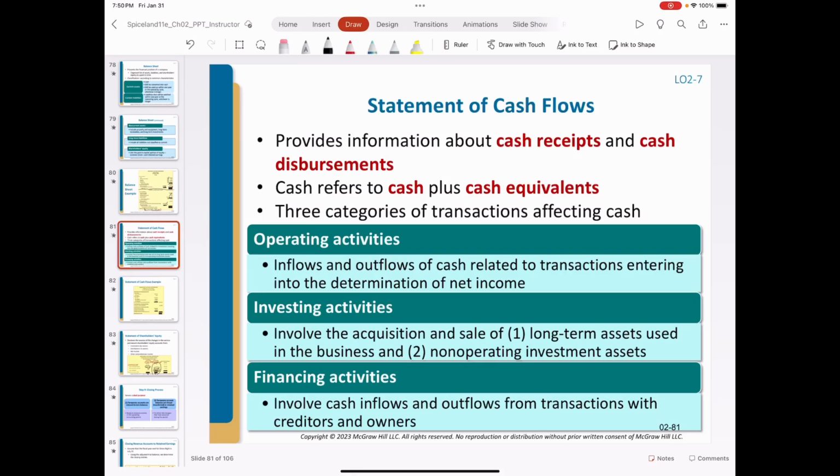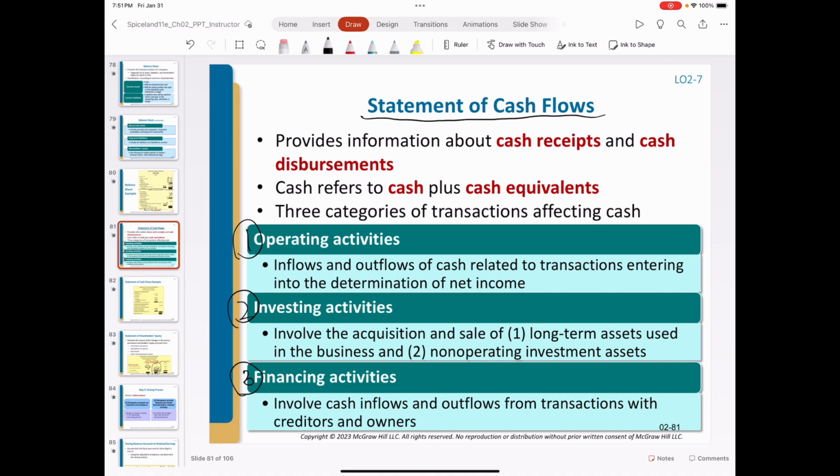Here, let me briefly introduce the statement of cash flows. Statement of cash flows report the information about cash inflows and outflows for three different activities. 1. Operating activities. 2. Investing activities. 3. Financing activities. Operating activities are related to the transaction entering into the determination of net income.